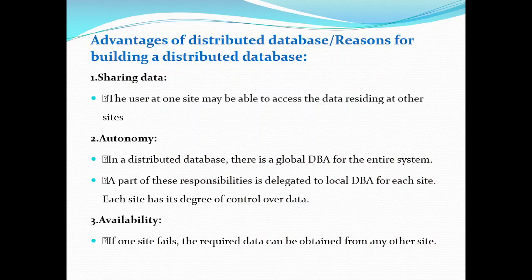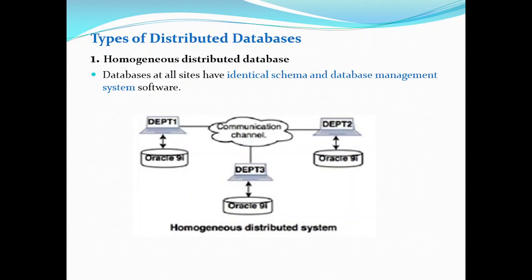Advantages of distributed database. Reasons for building a distributed database. Sharing data: the user at one site may be able to access the data residing at other sites. Autonomy: in a distributed database, there is a global DBA for the entire system. A part of these responsibilities is delegated to the local DBA for each site. Each site has its own degree of control over data. Availability: if one site fails, the required data can be obtained from any other site.